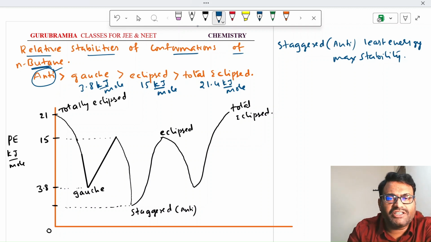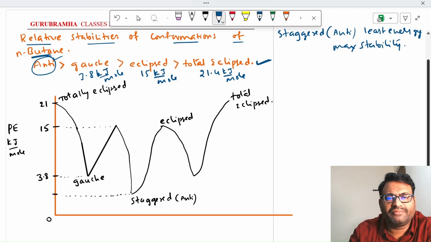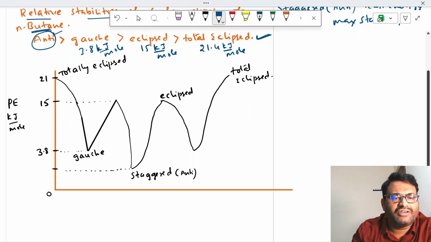So this stability is important. Based on the stability, we are asked questions in competitive examinations. So let us see this diagram, potential energy diagram.